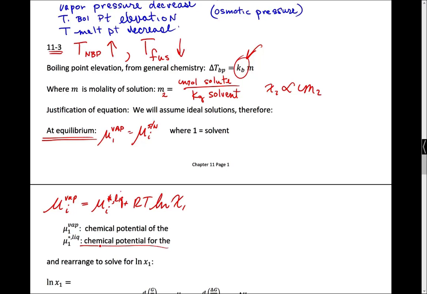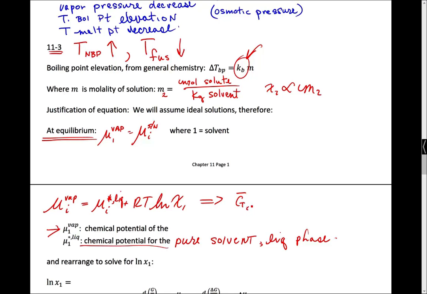So chemical potential of the pure solvent in the liquid phase. And then the left side of this, chemical potential of the vapor phase, well, it's also the chemical potential of the liquid phase, but we're going to define it in terms of the vapor phase whenever we're in the solution.